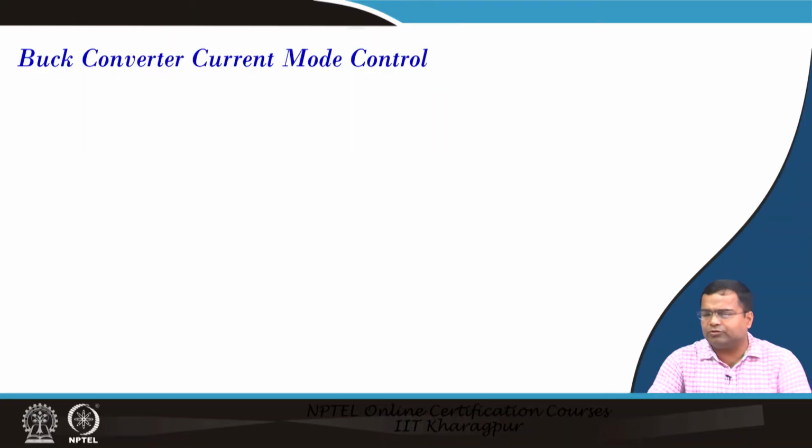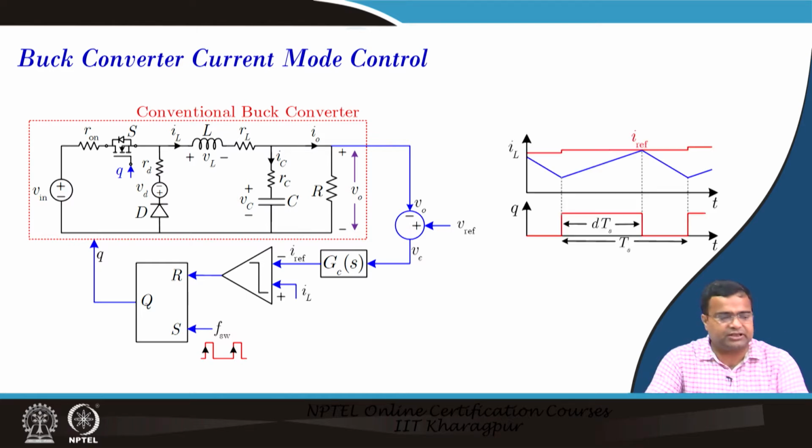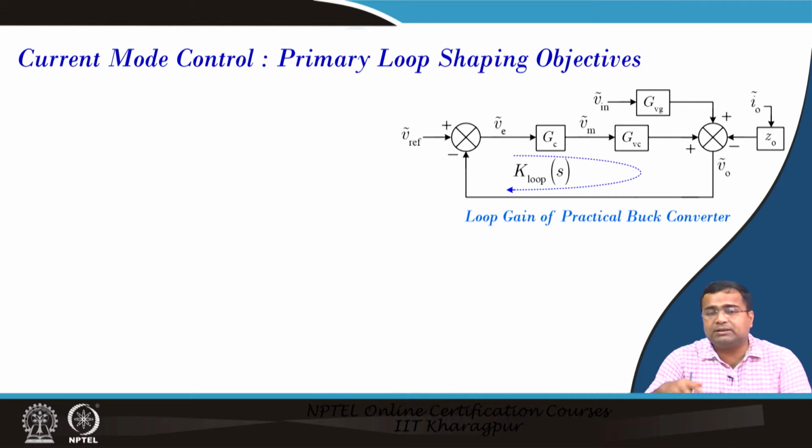Here we want to recapitulate our analog current mode control structure, which we have discussed multiple times. This is the structure, and we are considering peak current mode control, fixed frequency, under trailing edge modulation. Then, what is the primary loop shaping objective in analog current mode control?